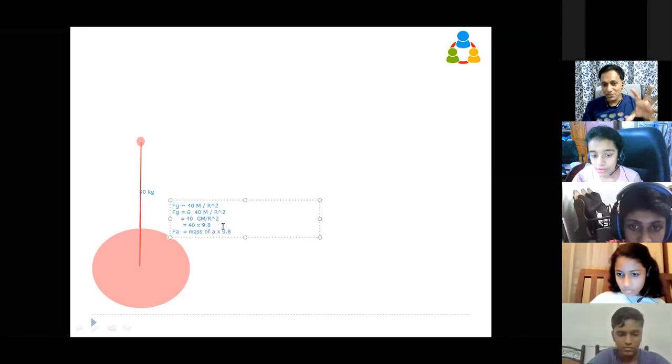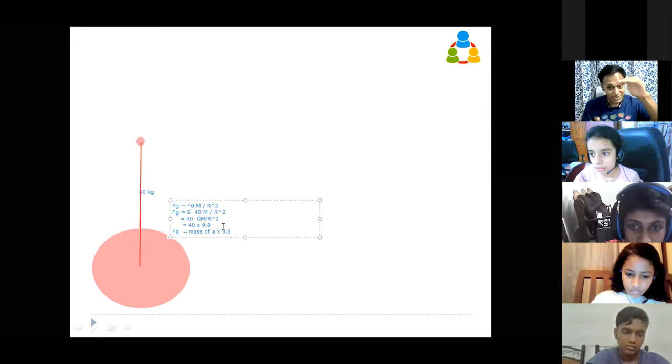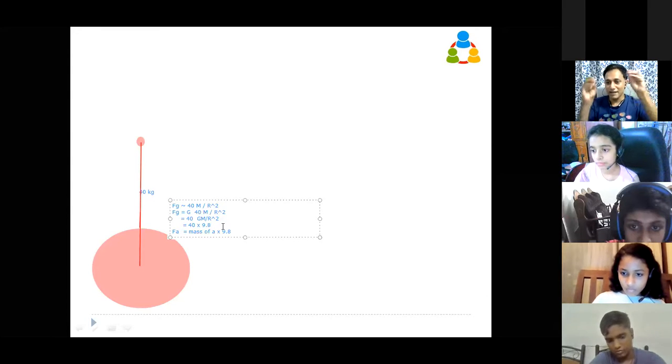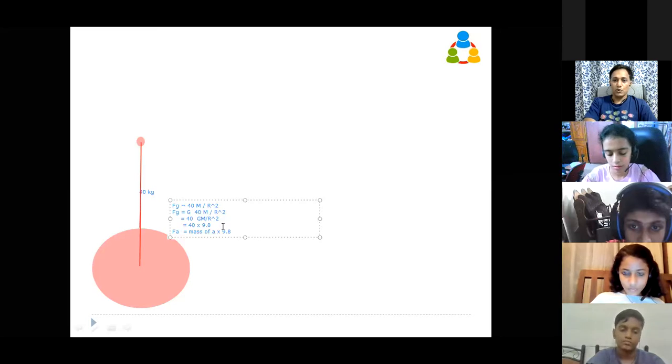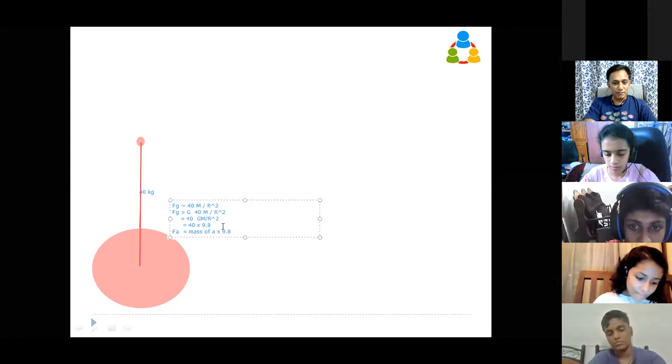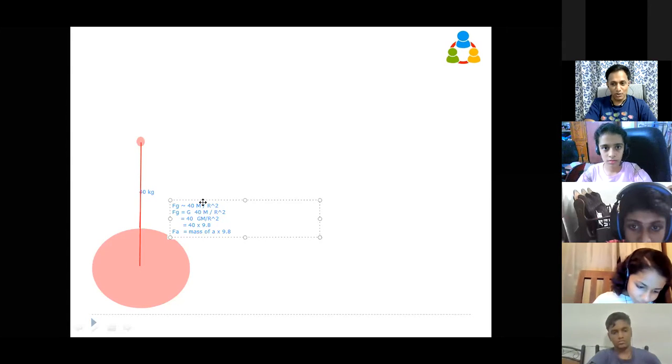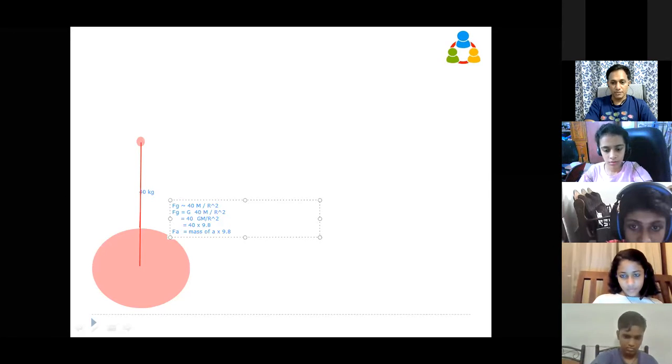So for any object on Earth's surface, the force of attraction between that object and Earth is 9.8 into its mass. So this is what we call weight. Right? Okay, weight. I am just scrubbing this. If you want to note this, this is not there in my presentation. If you want to note this, you can take a screenshot. So I'm going to rub this.